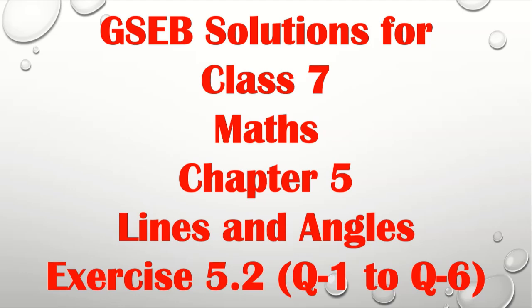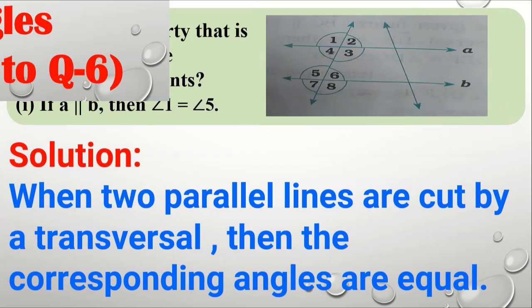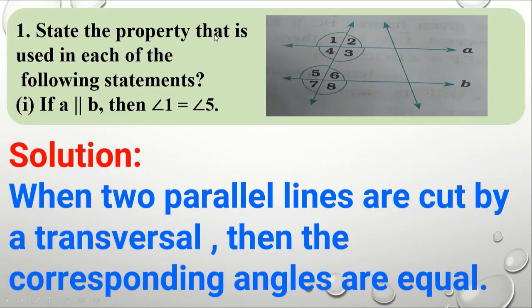In this video, we will see a video related to GSEB solution for class 7 mathematics, chapter 5 lines and angles, exercise 5.2. Question 1 to question 6 we will see in this video. The first question is, state the property that is used in each of the following statements.